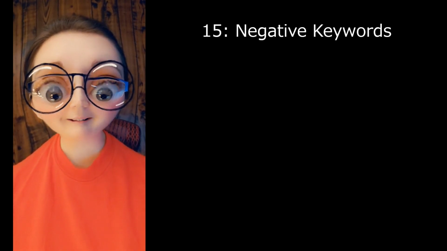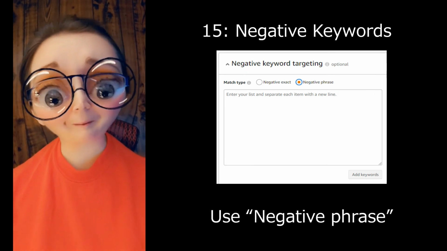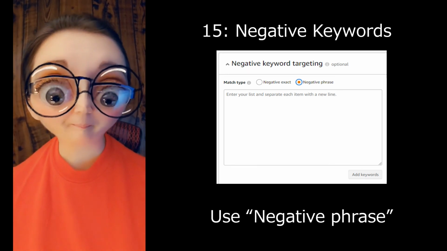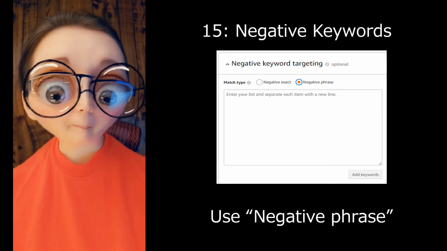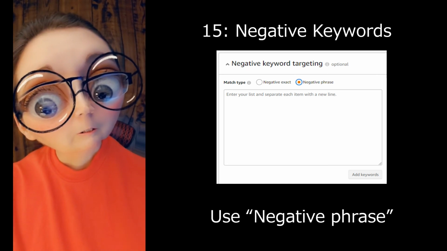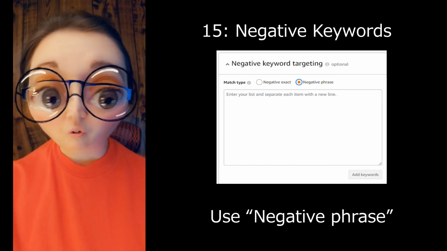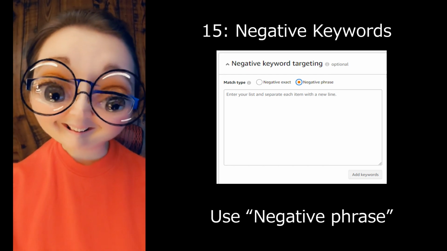Step 15. Negative keyword targeting. In this section, this is basically saying, hey, I don't want my books coming up in this kind of search because it is completely unrelated and people will get frustrated. So things like erotica, you don't want to have something serious under erotica because they're not looking for that. Any keywords that you don't want your book to come up with, which you should only have a few, it should not be very many, you're going to type in here and add them.